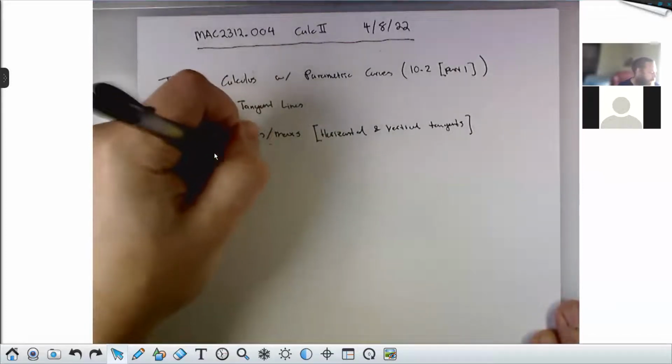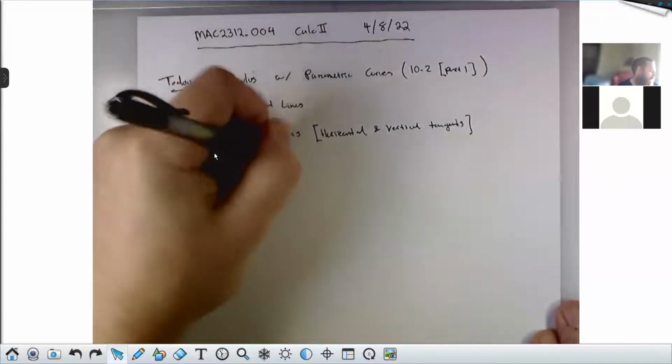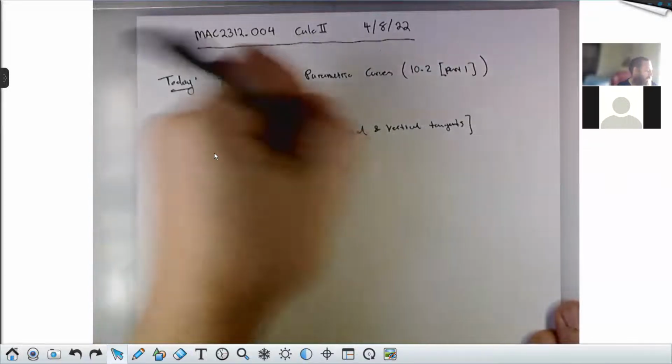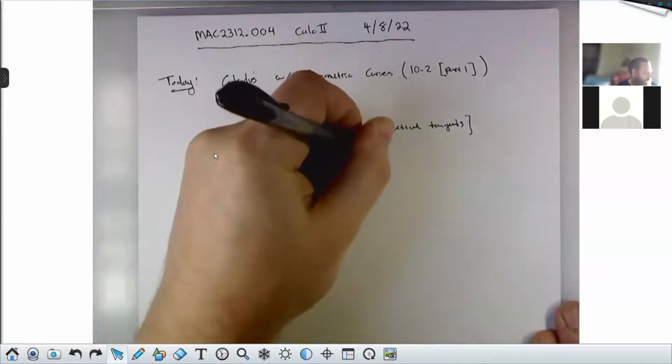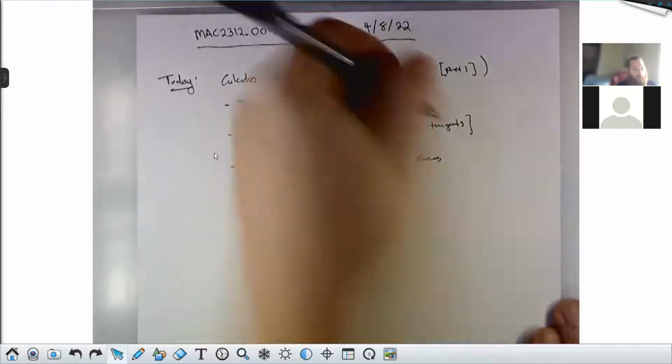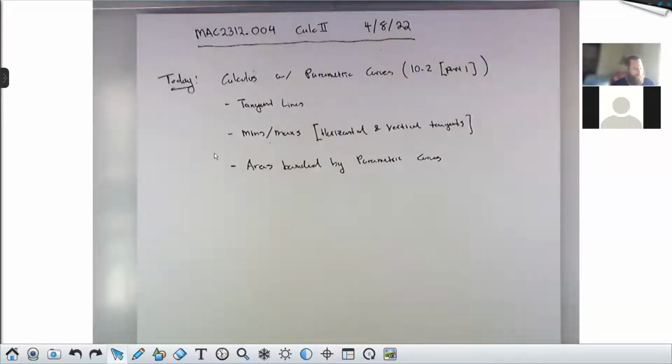And the last thing we're going to do is talk about finding areas bounded by parametric curves. Because the area problem here, while it's not especially exciting, it is insightful, maybe, to look at in this context. It can kind of help you understand the early part of the class a little better, I think.